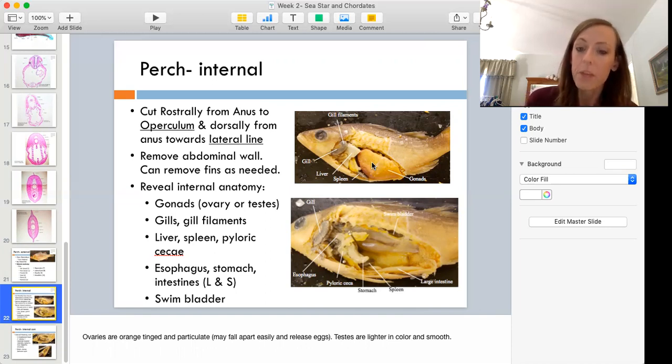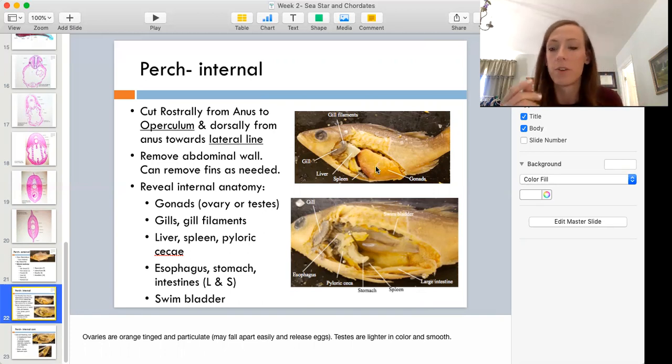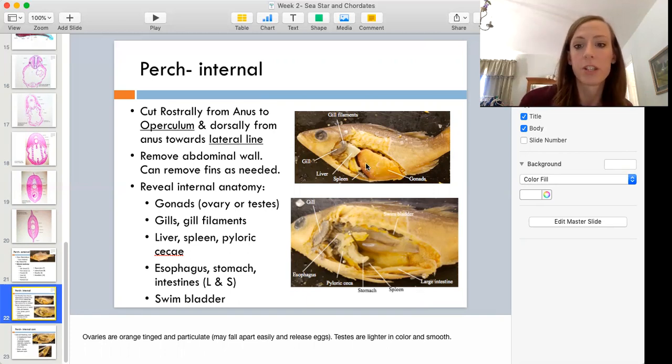Additionally, before you even cut open the perch, you can often squeeze it and you'll see eggs coming out through the pores, especially through the anus. And if you were to cut it open and squish this, it's very particulate. There's a lot of particles, and those are the eggs. So if you feel the texture and look at the color, you can usually tell the difference between the ovaries and the testes. So you'll know if you have a male or female. All right, so that's taking up a large amount of the room there.